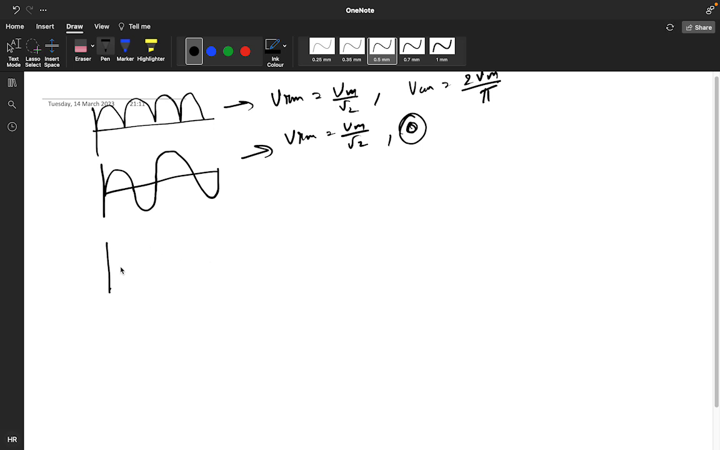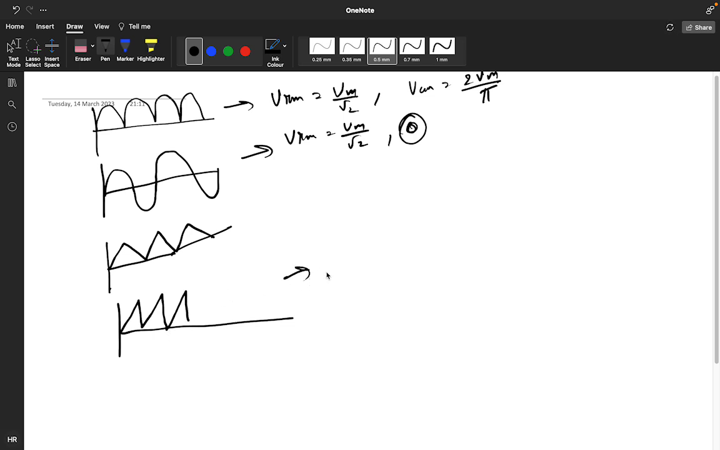And if you have a signal like this triangle, like this also, or like this also, and it's a sawtooth network, like you are getting a sawtooth network like this, you will get VRMS as Vm by root 3. For this also you will get VRMS equal to Vm by root 3.